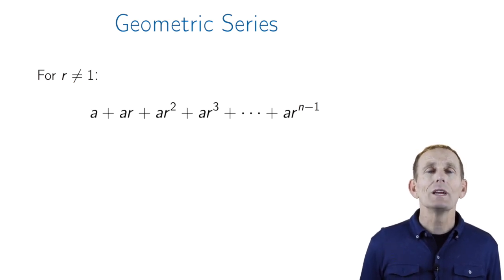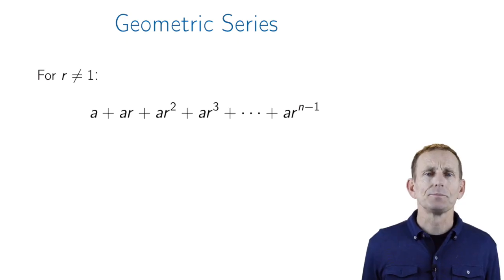Just as well, we could have a geometric series that goes down. So we could have, for instance, 10,000, 1,000, 100, 10, 1, where we're going down by a constant factor of 10 at each point. Now it turns out, for our multiplicative factor, let's call that r, as long as r is not equal to 1, we have a simple closed form for this. This is just a times (1 minus r to the n) over (1 minus r).